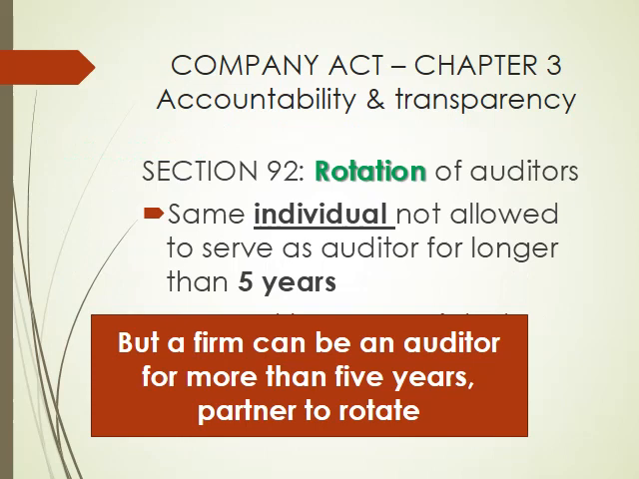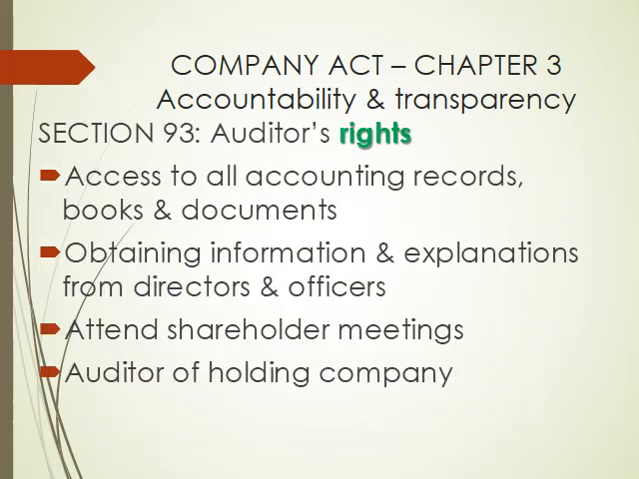Okay, so section 92 talks about rotation of auditors. The same individual is not allowed to serve as auditor for more than 5 years. However, the firm that individual belongs to can still remain as an auditor. However, the partner needs to then rotate because he's not allowed to be the auditor for more than 5 years.